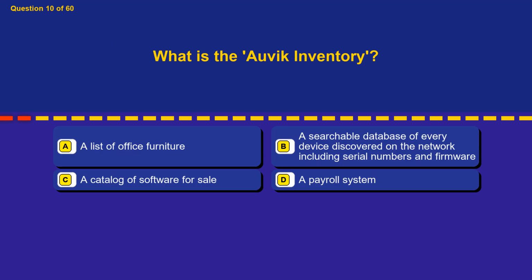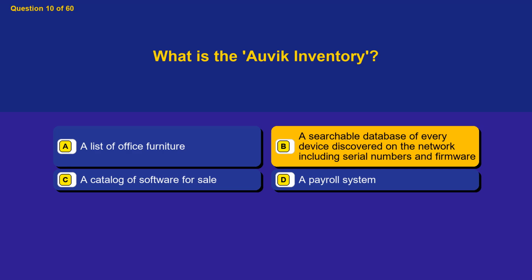Question 10. What is the Auvik inventory? Option A. A list of office furniture. Option B. A searchable database of every device discovered on the network including serial numbers and firmware. Option C. A catalog of software for sale. Option D. A payroll system.